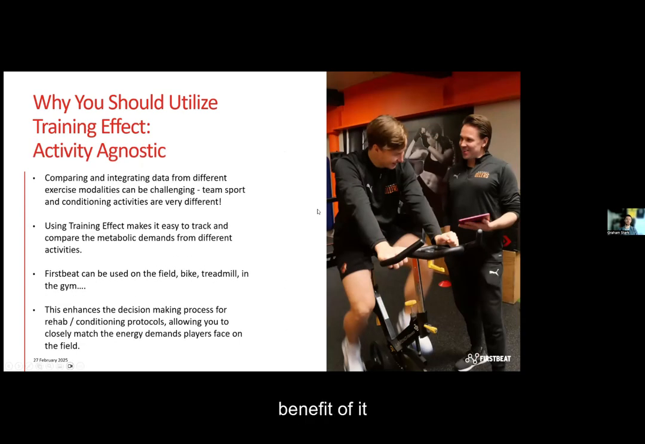Another real benefit of training effect is that it's activity agnostic, and by that I mean you can use it across whatever kind of training modality you're using, whether that's field based, while you're on the actual pitch doing your real sport, whether that's football, basketball, hockey, whatever it is. But also when you're doing conditioning sessions that are maybe not directly the same. That could be in the gym, on a bike, on a rower, or just running based sessions that aren't directly sport based.